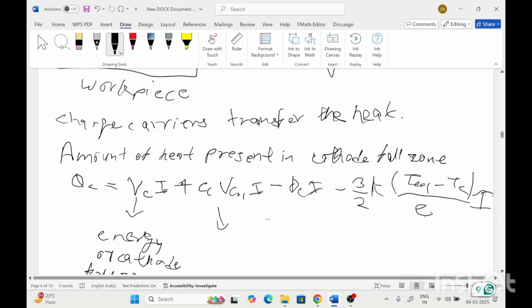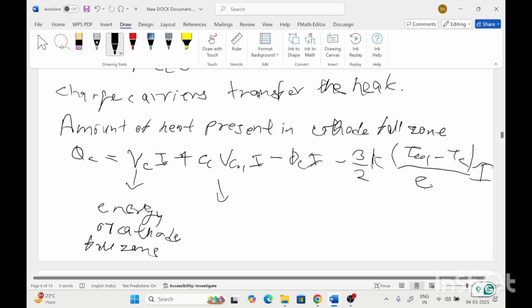If we talk about the cathode heat, the amount of heat present in the cathode fall zone can be written as this expression: V_C I plus C_C V_column I minus phi_C I minus 3/2 k (T_column minus T_C) divided by e, where e is the charge of the electron, multiplied by I.